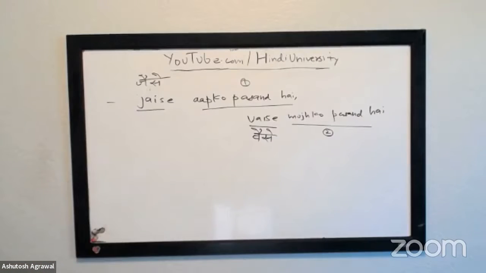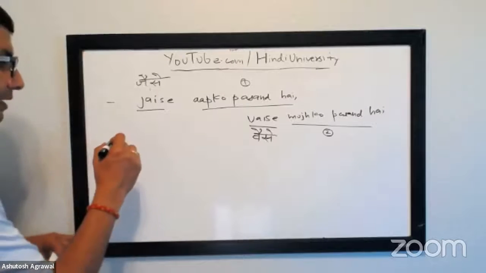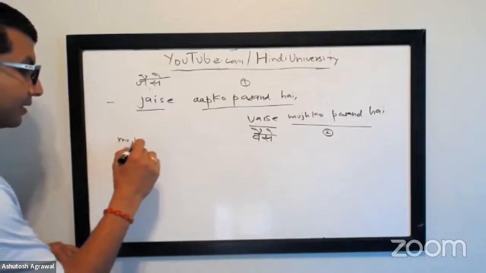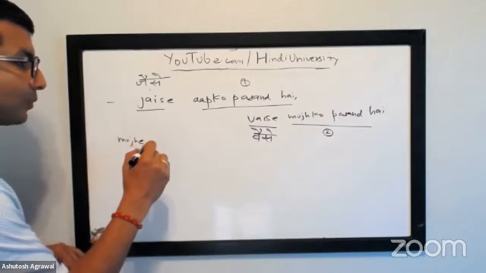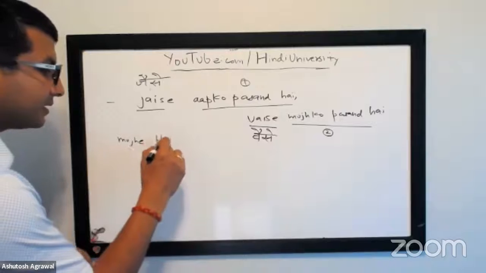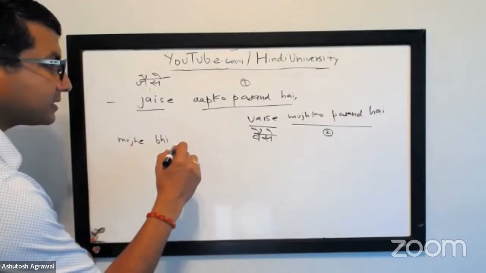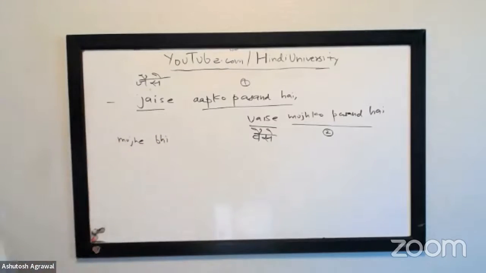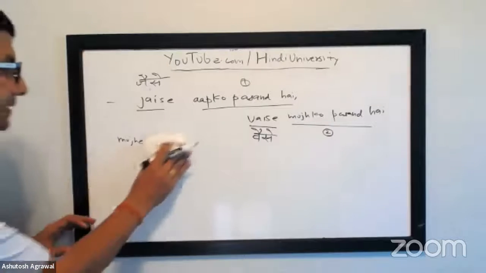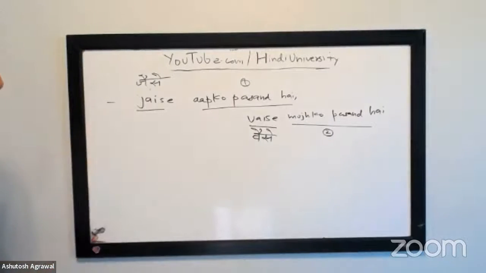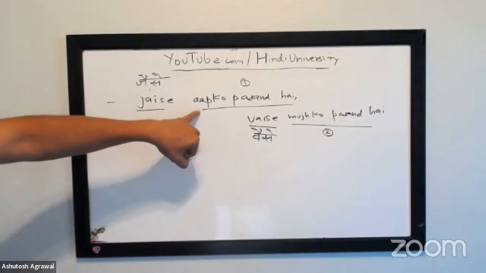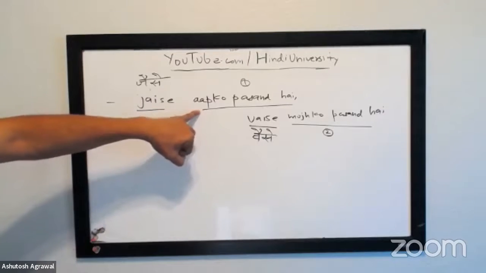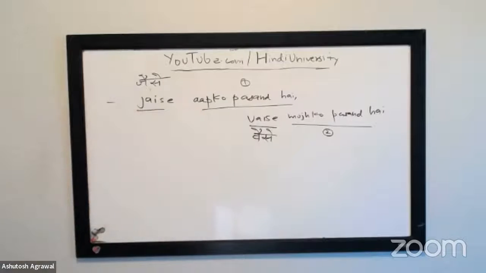Let me make it an easier version for you. मुझे जैसे आपको पसंद है, मुझे भी आपके जैसे. It'll make it even more confusing. Okay, let me keep it simple. जैसे आपको पसंद है वैसे मुझे पसंद है. So the reference is the other person, the way they like it. जैसे आपको पसंद है वैसे मुझे पसंद है.